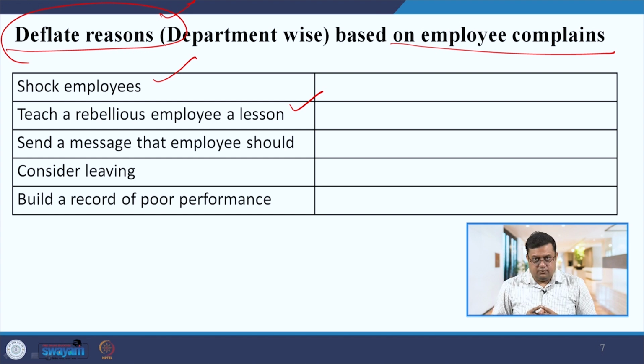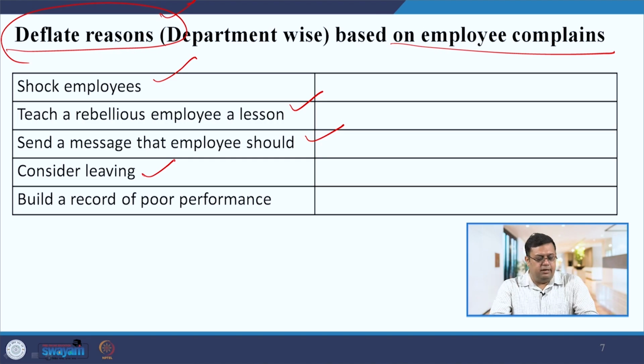So that is why this person has reduced it, right? Send a message that employees should behave properly, should improve the performance, right? So that is one particular reason. Why? Next, he has given me a poor rating so that I will leave this organization, right? So he wants me to leave this particular organization, that's why he is not giving me a good rating.